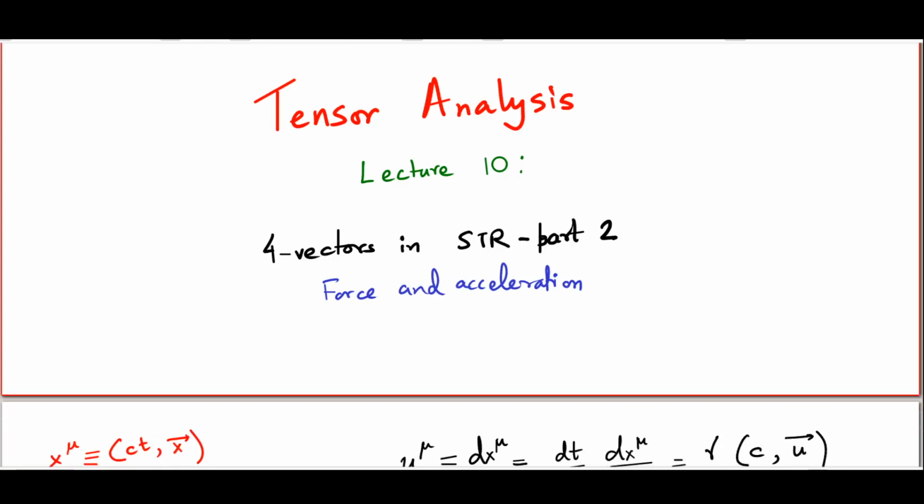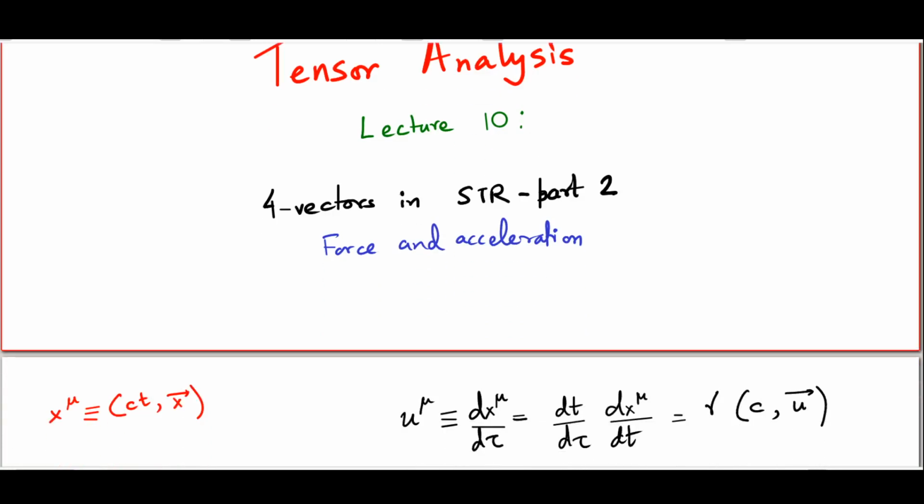To begin with, let me remind you that our prototype 4 vector in STR is a space-time 4 vector x^μ, which has components x0, x1, x2 and x3. x0 is c times t, and the other three components make up the spatial part, or x vector. Let me also remind you that if you differentiate x^μ with respect to time, you do not get a 4 vector, simply because time is not a scalar or an invariant under Lorentz transformations.